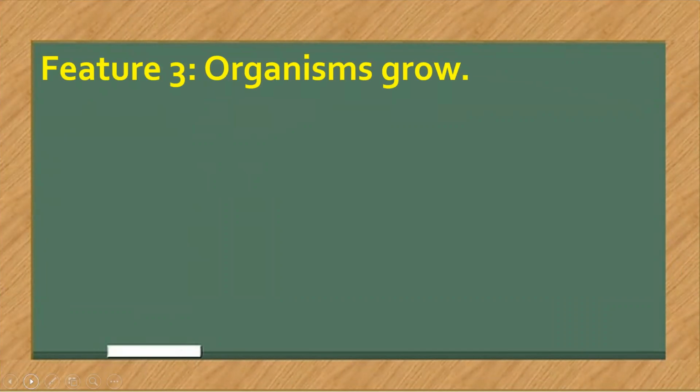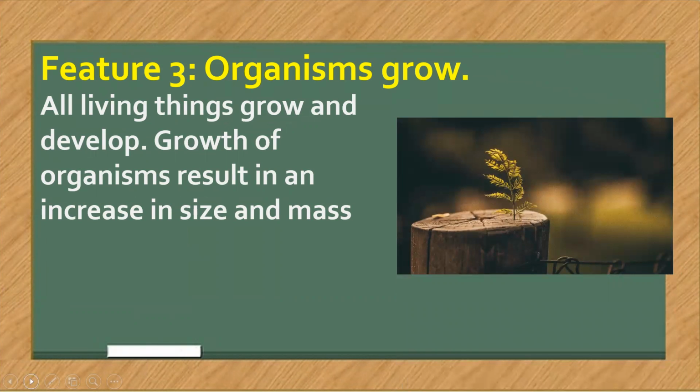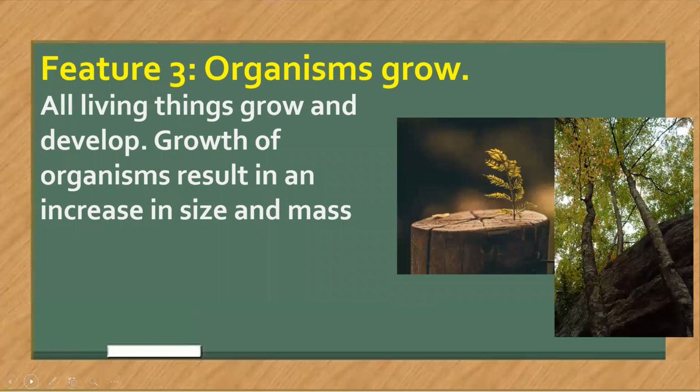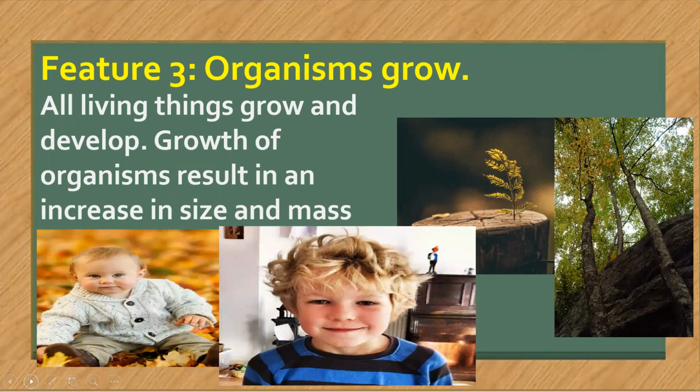Feature 3, organisms grow. All living things grow and develop. Growth of an organism results in an increase in size and mass. This small tree eventually becomes a tree. People and trees increase in size when they grow. When they develop and grow, organisms need food for energy and make new cells.